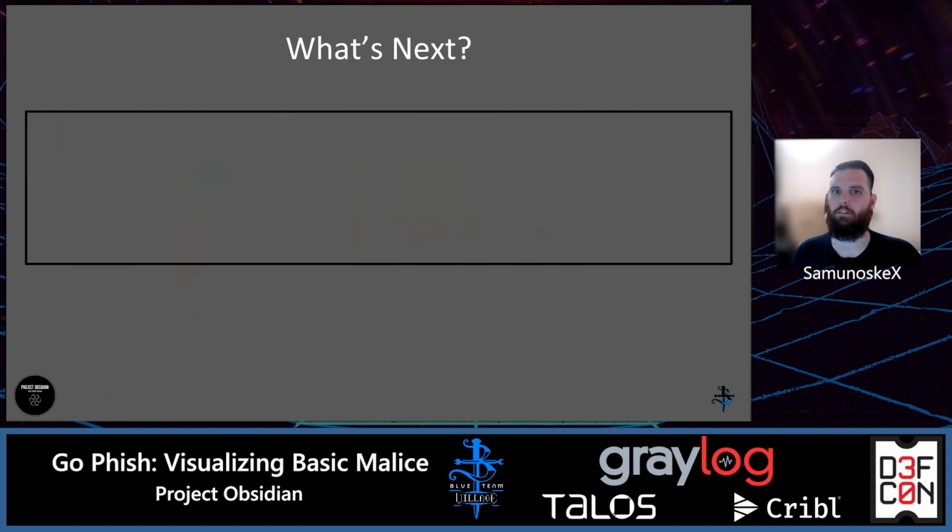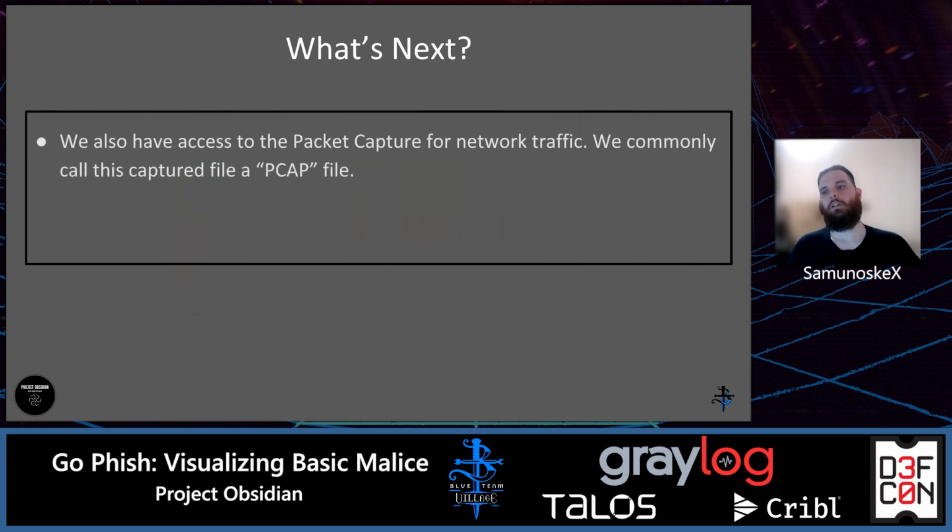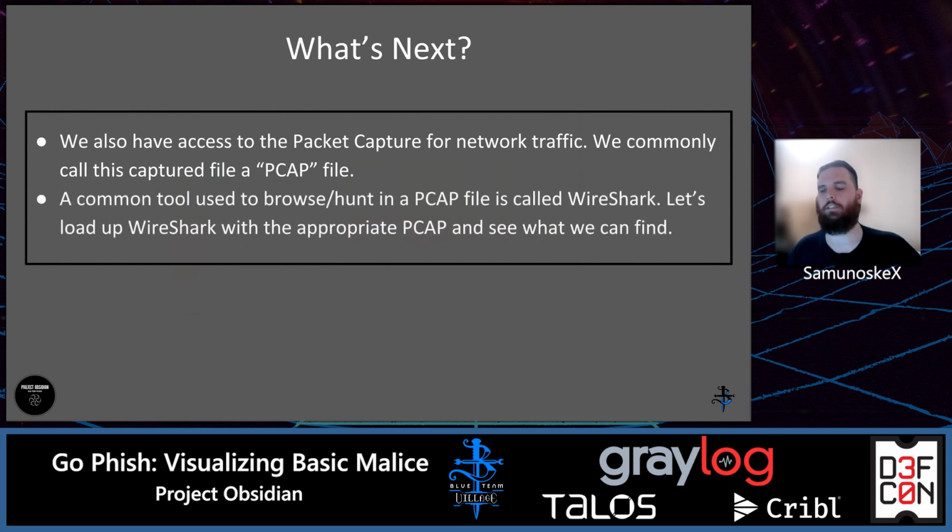So we have other tools available to us that might be useful. We have access to the packet capture for network traffic. That's done with Zeek, but we can actually look at traffic flows and rebuild those traffic flows. That's what we call a packet capture, or PCAP for short. A common tool that we use to browse and hunt in a PCAP file is called Wireshark. Let's load up Wireshark with the appropriate PCAP and let's see what we can find.